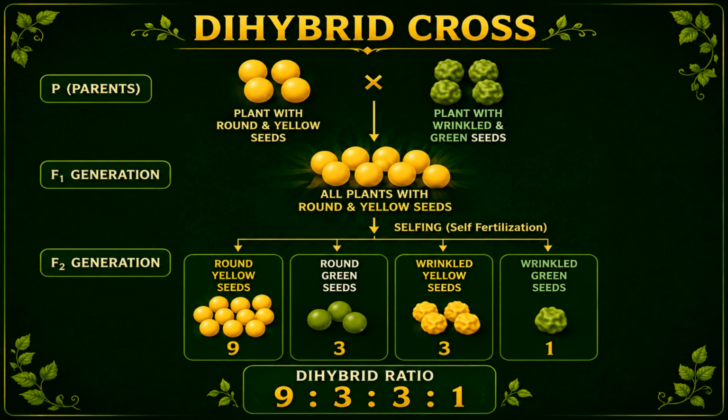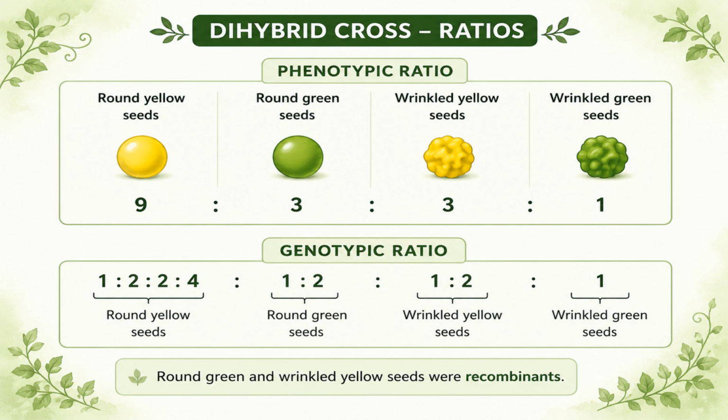When Mendel counted all the F2 plants, he found a characteristic ratio: 9 round yellow to 3 round green to 3 wrinkled yellow to 1 wrinkled green. This ratio is called the dihybrid ratio and is represented as 9 to 3 to 3 to 1. From this experiment, Mendel concluded that different pairs of factors separate and combine independently during inheritance. This conclusion later became known as Mendel's law of independent assortment. And students, this is why the dihybrid cross is considered one of the most important experiments in the history of genetics.